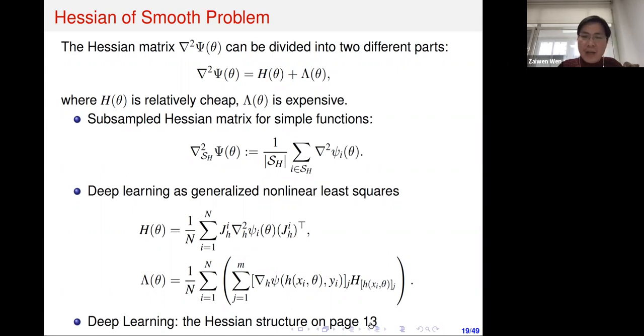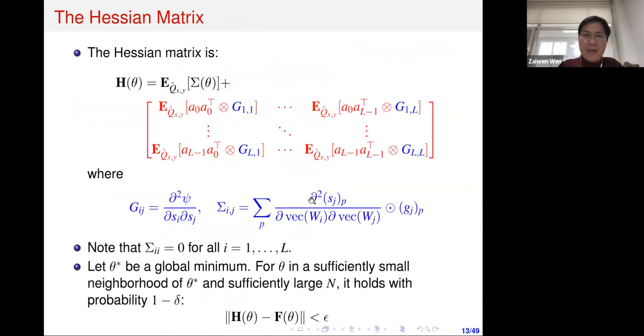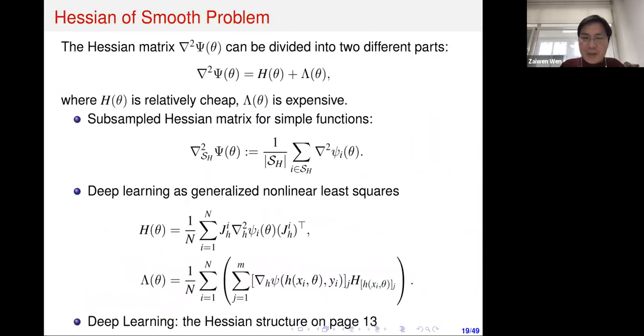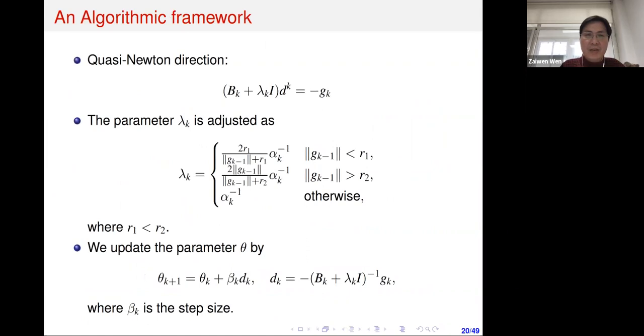However, I've already explained to you the Hessian structure on this page, right? So it's a summation of those two things. Of course, then, for example, this term is very similar to the KFAC matrix, right? Then we can approximate this part by the KFAC matrix. And then we can approximate this part by, for example, quasi-Newton matrices. So this is our idea. So it's very similar to the quasi-Newton method for nonlinear least squares problems. Essentially the same type of method. So our method is as follows.